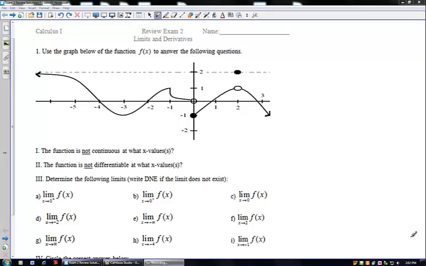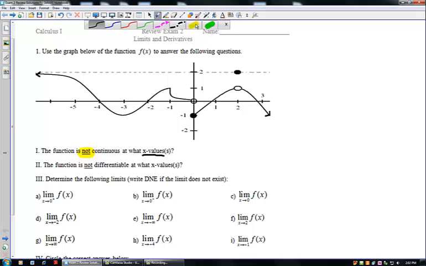So this is a review for exam 2, which is over limits and derivatives. So we're going to start here in number 1, and we're going to use the graph below of the function f of x to answer the following questions. And so the first thing we want to figure out is, where is this function not continuous? And we're going to state this in terms of the x values.